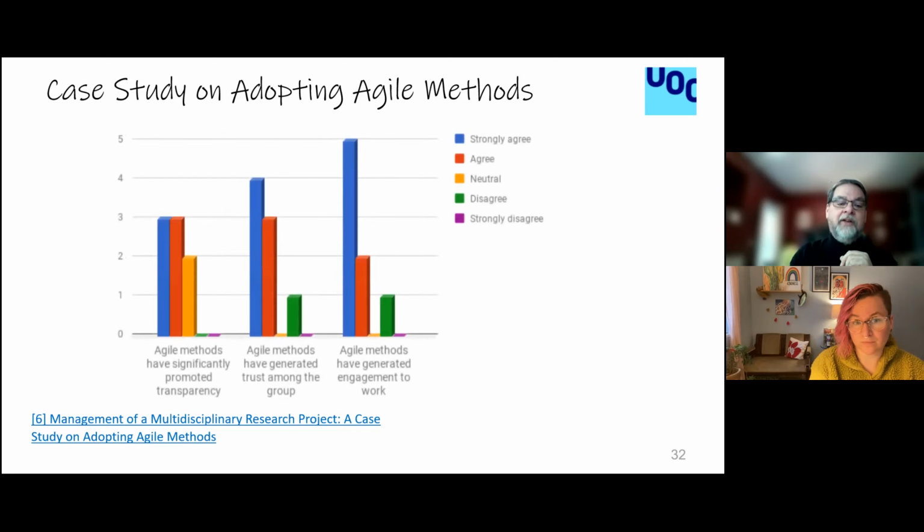Then final graphs, Agile methods have significantly promoted transparency. I think that's pretty much strong yes. Agile methods have generated trust among the group. You can see that very strong blue. And then Agile methods have generated engagement to work. That is, people started working on the things they needed to work on. Look at how strongly that agrees. So small sample size, but directionally very accurate with my experience of doing these kinds of things. And if you ever want to do this, by the way, I think it's an opportunity for you to do your own case study.